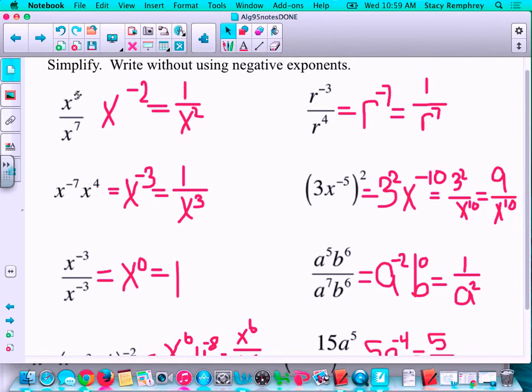In this one, I subtracted 5 minus 7. I got -2. Anything to the negative exponent, you just put it on the other part of the fraction. So x to the -2 is the same as 1 over x squared. Over here, I subtracted -3 from 4. -3 minus 4 is -7. To write it as a positive exponent, I put it on the bottom of the fraction.